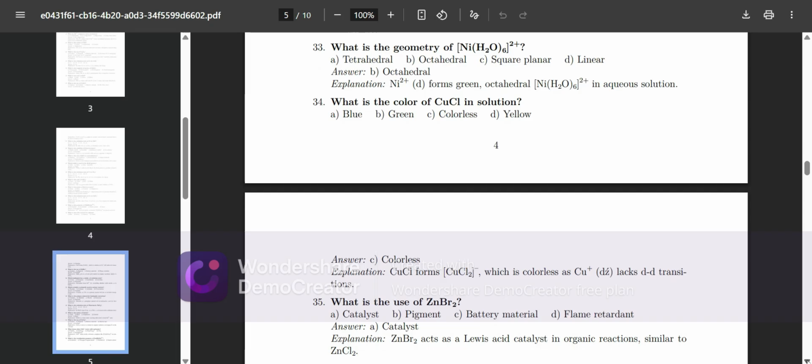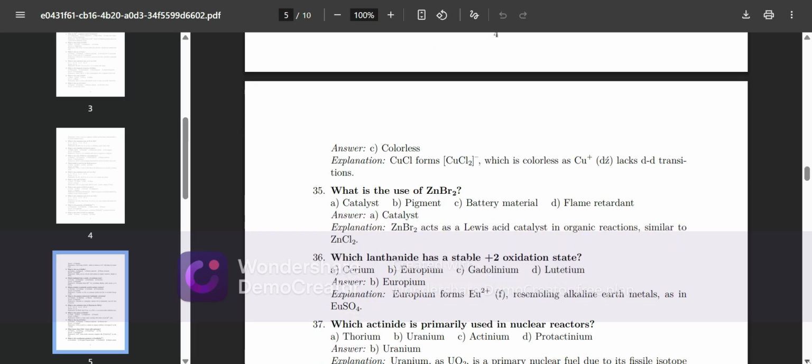What is the geometry of [Ni(H2O)6]2+? Octahedral. Ni2+ forms a green octahedral [Ni(H2O)6]2+ in aqueous solution. What is the color of CuCl in a solution? Colorless. CuCl forms CuCl2-, which is colorless as Cu+ is d10 and lacks a d-d transition.